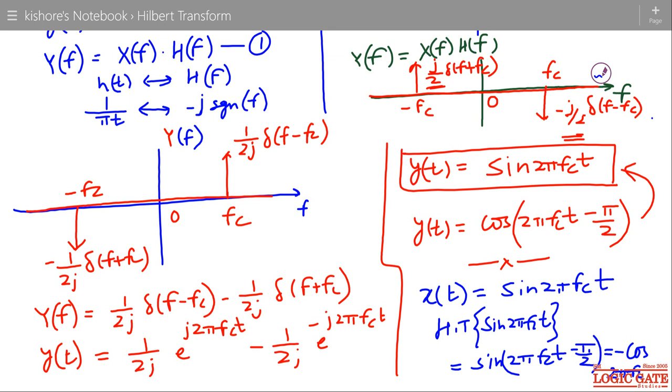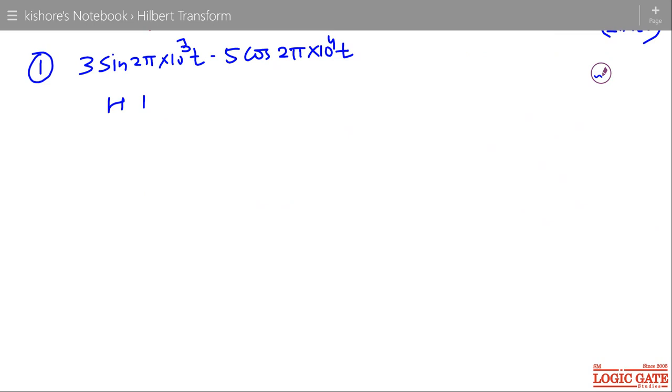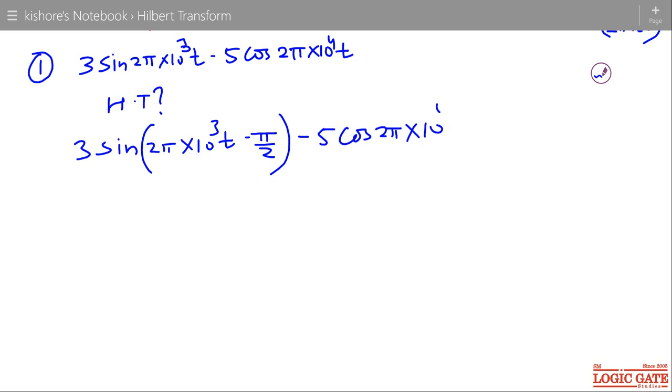Now let us take a different signal. Suppose the signal is 3 sine 2 pi into 10 to the power 3 t minus 5 cos 2 pi into 10 to the power 4 t. Then the Hilbert transform of this signal is 3 sine of 2 pi into 10 to the power 3 t minus pi by 2, minus 5 cos of 2 pi into 10 to the power 4 t minus pi by 2, which is minus 3 cos 2 pi into 10 to the power 3 t minus 5 sine 2 pi into 10 to the power 4 t.